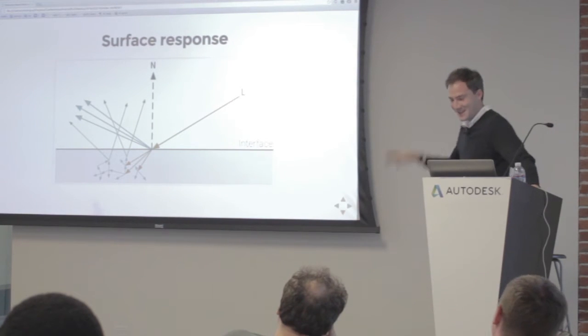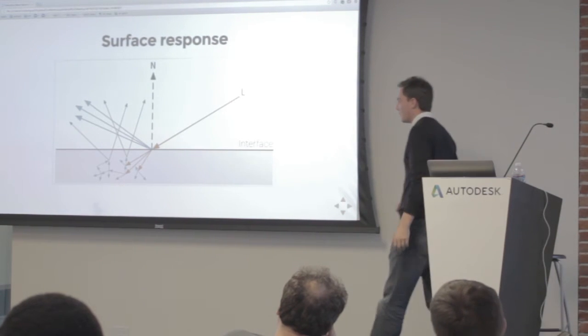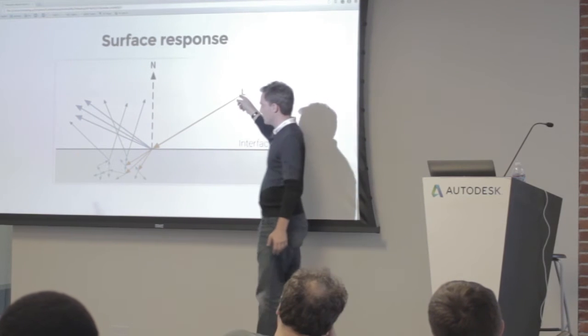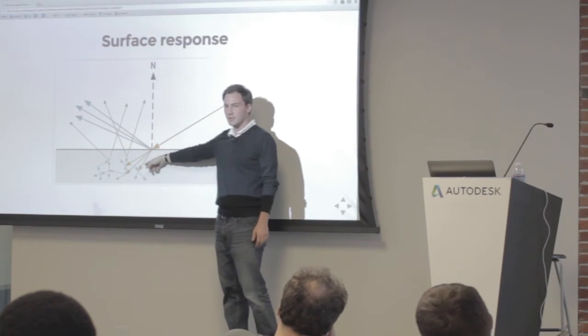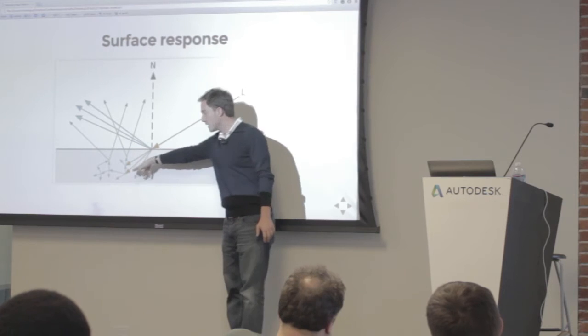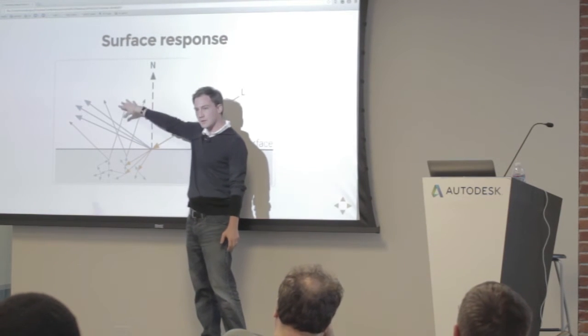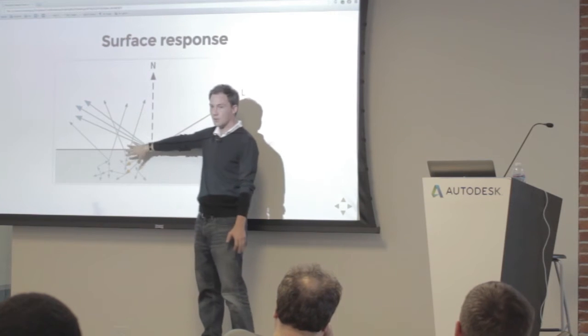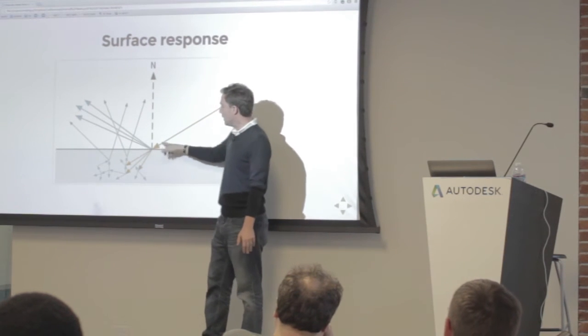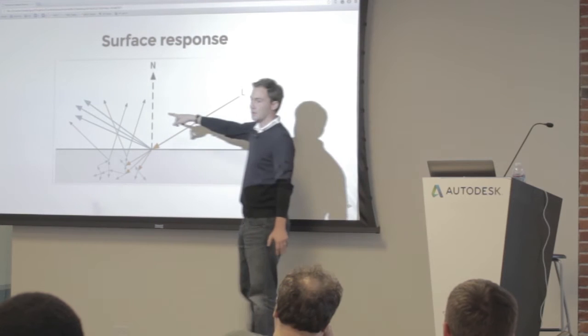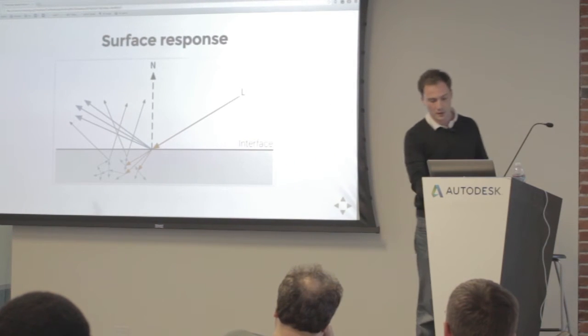The actual surface response of an object is the following. You have the light incoming, it hits the object. Some of the light will be refracted and scattered inside the object. If the scattered light comes back out, that's the diffuse light. That's what gives an object its color when it's not a metal. And some of the light will bounce off directly, and that's the specular part. Those are the reflections.